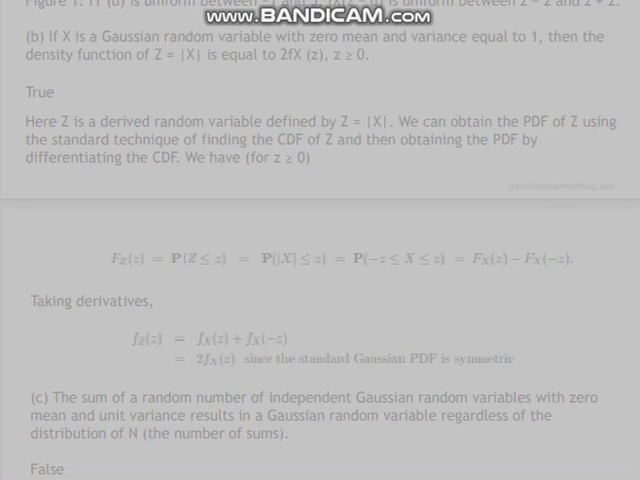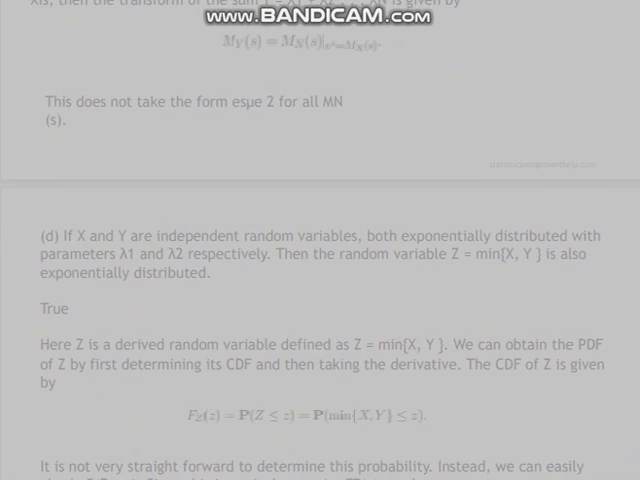False. This can be verified by taking the transform of the new random variable. If X1, X2, ..., Xn are IID Gaussian random variables, and n is also a random variable independent of the X's, then the transform of the sum Y equals X1 plus X2 plus ... plus Xn is given by. This does not take the form e to the power of s squared over 2 for all n, s.